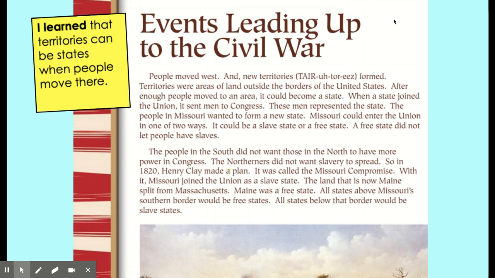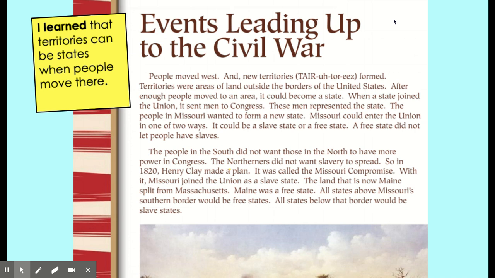Let's keep reading to find more about what happened to these territories or new states. Let me find where I was. Oh yes. When a state joined the Union, it sent men to Congress. These men represented the state. The people in Missouri wanted to form a new state. Missouri could enter the Union in one of two ways. It could be a slave state or a free state. A free state did not let people have slaves.